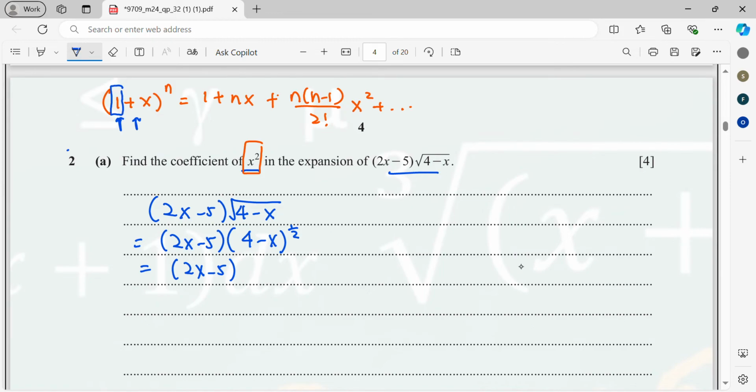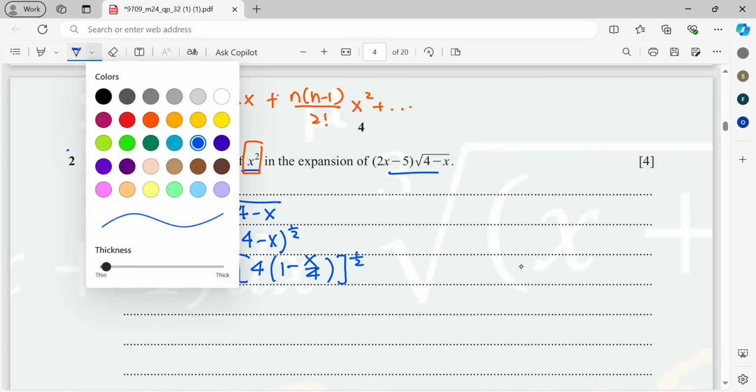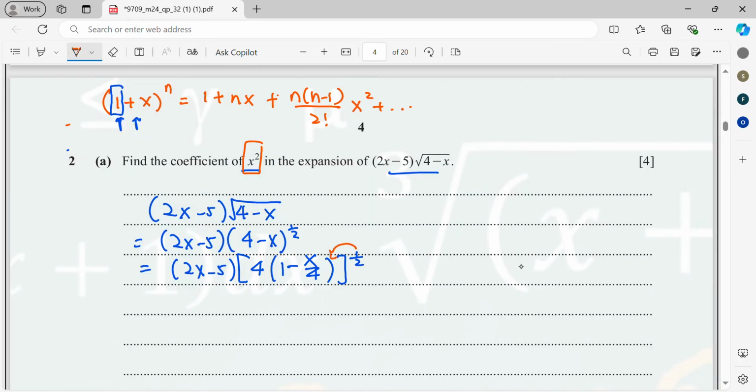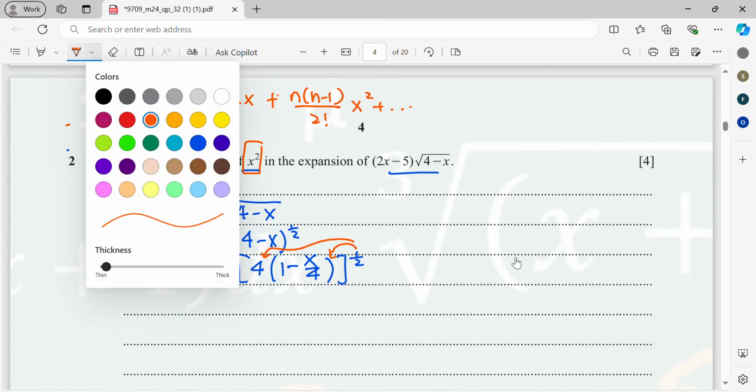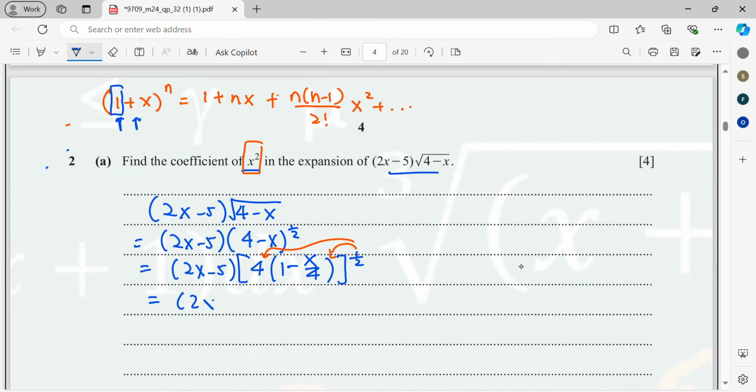That is a restriction for using this formula. So now I factorize 4 to get 1, then minus. When you factorize 4 from x, that is x over 4, with power half. Then bring in the power, so the power half is applied to the whole bracket, which means now I get 2x minus 5, then 4 to the power half. After that, the next term is 1 minus x over 4. But remember, our condition to use this formula is that it must be plus, so I will rewrite it as 1 plus negative x over 4.